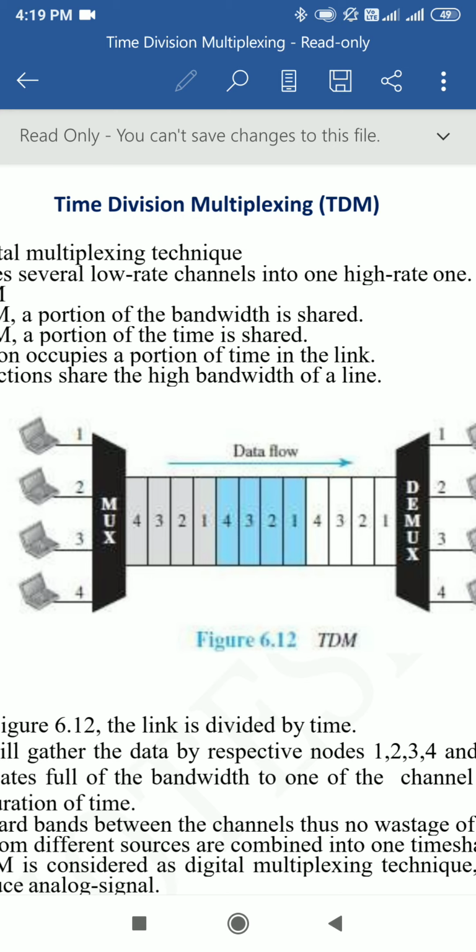In that particular time slot, the particular device has the capacity to use the full bandwidth of the channel. In FDM, how was the technique? In FDM, at one time, all the several channels were allowed to use the bandwidth of the link. But in TDM, at one time, only one channel is allowed to use the whole bandwidth of the link. That is the difference. And in FDM, to separate the channels from one another, that is to avoid overlapping of the channels, unused bandwidth called a guard band was used. But in the TDM technique, there is no usage of guard band, hence there is no wastage of bandwidth. This is the advantage of TDM over FDM.